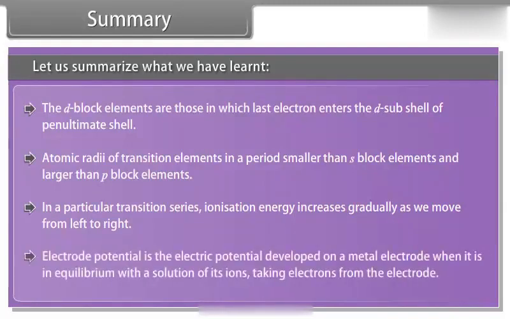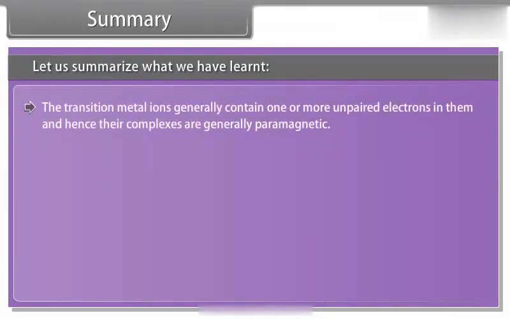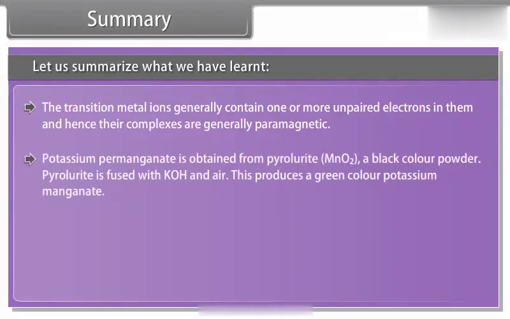Electrode potential is the electric potential developed on a metal electrode when it is in equilibrium with a solution of its ions, taking electrons from the electrode. The transition metal ions generally contain one or more unpaired electrons and hence their complexes are generally paramagnetic. Potassium permanganate is obtained from pyrolusite, a black colored powder. Pyrolusite is fused with KOH and air. This produces green colored potassium manganate.